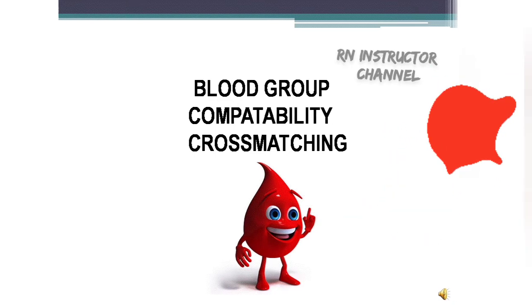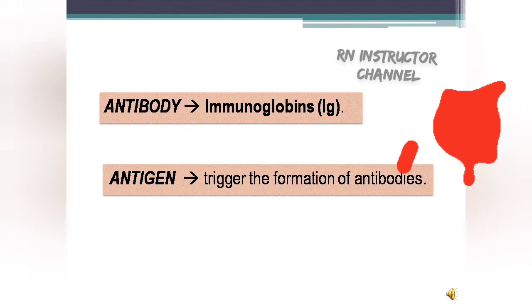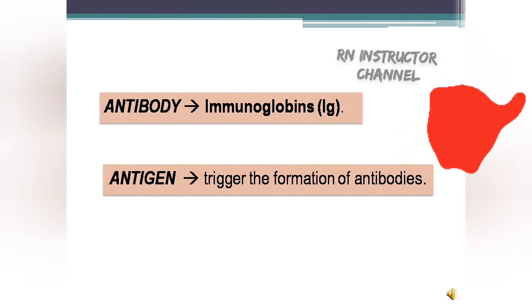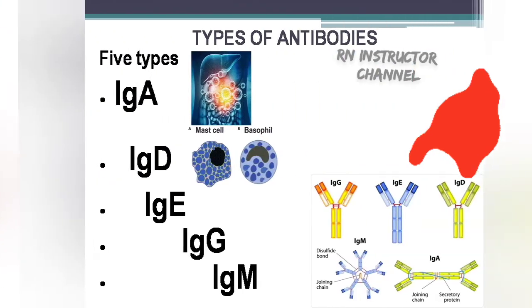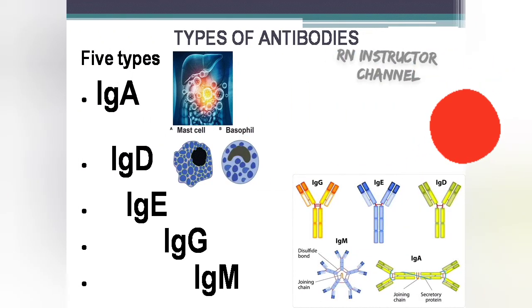cross matching. The antibody is a protein found in our body, which is also known as immunoglobulin, Ig, whereas an antigen is a substance produced by foreign bodies that may be protein, carbohydrates, nucleic acid, or lipids. They trigger the formation of antibodies. There are 5 different types of antibodies present in our body.